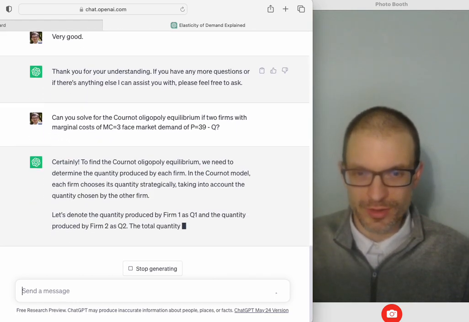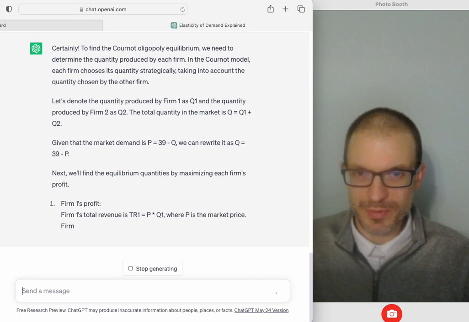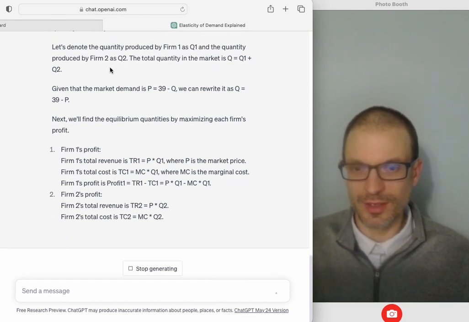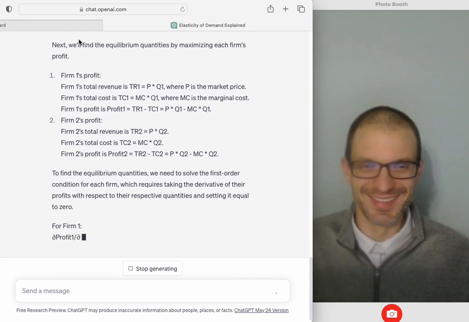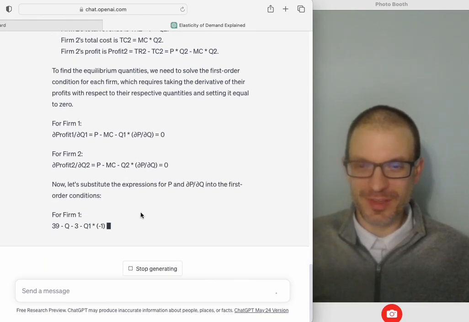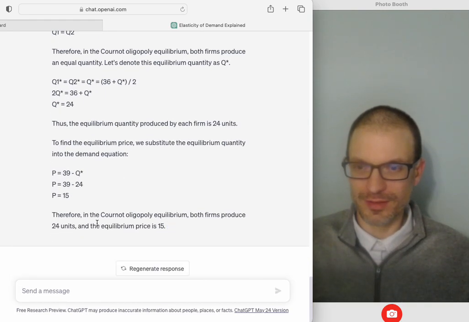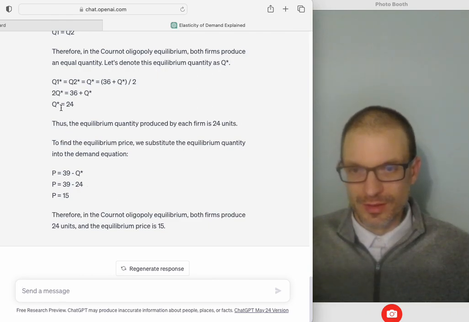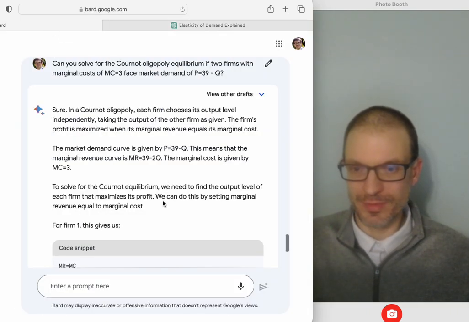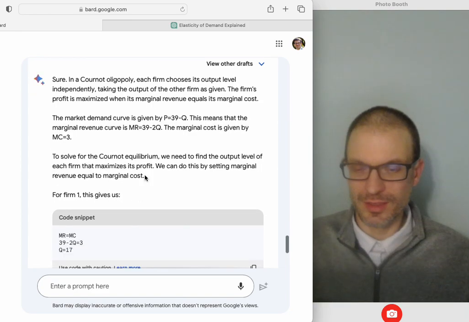Certainly, to find a Cournot equilibrium, we need to determine the quantity produced by each firm. Blah, blah, blah. This is annoying. We'll let that run through. It's got partial derivatives, so that's good. Okay. And then what's this one say? Code snippet.